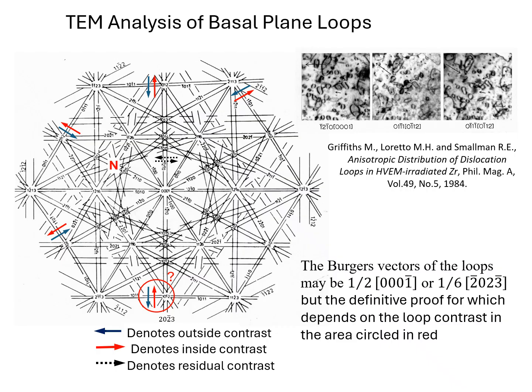And when I reported this, when I was a student of Mike Loretto's, I reported these loops as half [0001 bar] because I couldn't tilt. I wasn't sure what the loops looked like at a key part that would distinguish whether the loops were this Burgers vector or this Burgers vector.